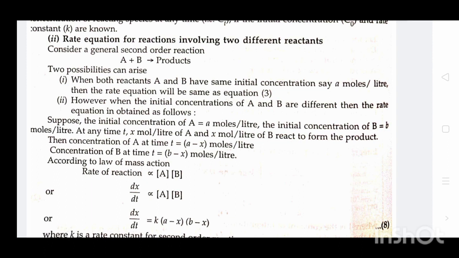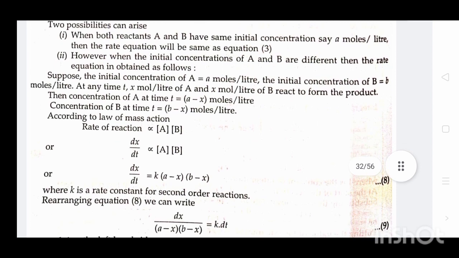Suppose the initial concentration of A equals a moles per liter, and the initial concentration of B equals b moles per liter. At any time t, x moles per liter of A and x moles per liter of B react to form the product. Then the concentration of A at time t equals a minus x moles per liter, and the concentration of B at time t equals b minus x moles per liter.